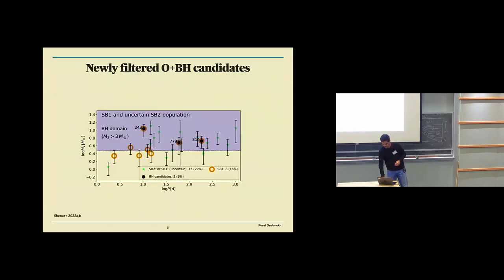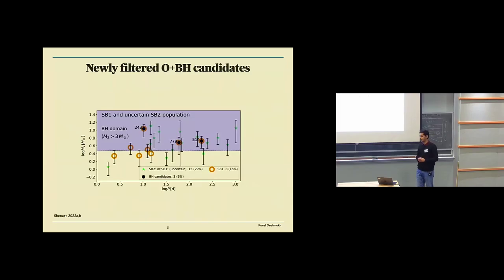So after getting rid of the SP2s, what we have now is a newly filtered sample. On the x-axis we see the period, on the y-axis we have the minimum secondary mass based on the binary mass function of each binary, and the shaded region shows the black hole domain. So if one of these binaries has a companion in this regime and doesn't give off any light, we can maybe start thinking it is a black hole.